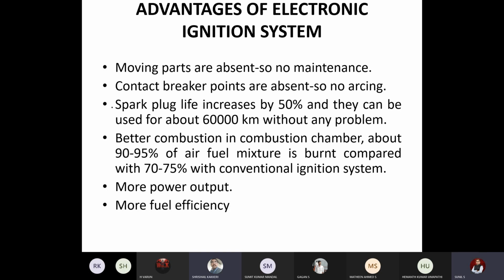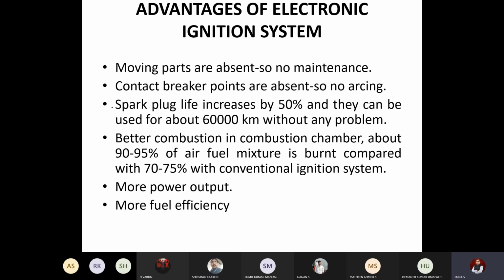Continue. So spark plug life also increases up to 50%, and up to 60,000 kilometers without any maintenance you can run the vehicle. Better combustion takes place. 90 to 95% of the fuel will be burnt as compared to the older cars where 70 to 75% of the fuel was burning. So you will get better fuel efficiency, and the power output of the system will also be better. These are some of the advantages of the electronic ignition system over the conventional battery ignition system.